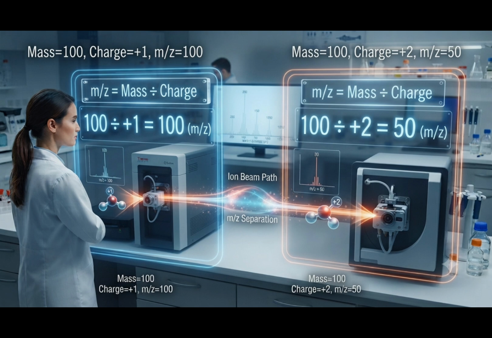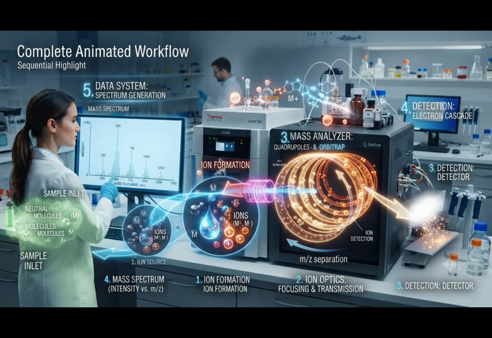Major components. A typical mass spectrometer contains several important components. The first is the sample introduction system. Next is the ion source, where molecules are converted into ions. Ion optics then guide and focus these ions. The mass analyzer separates the ions according to their mass to charge ratio. The detector detects the ions. Finally, the data system processes the signal and displays the mass spectrum.